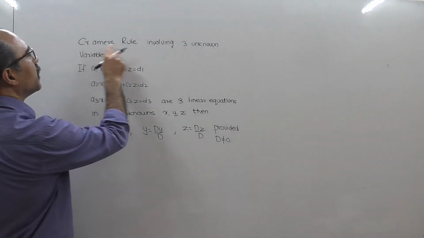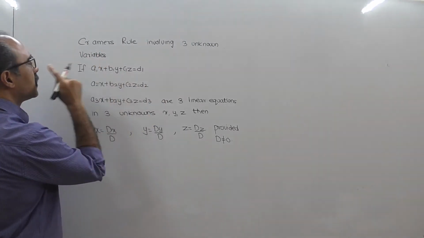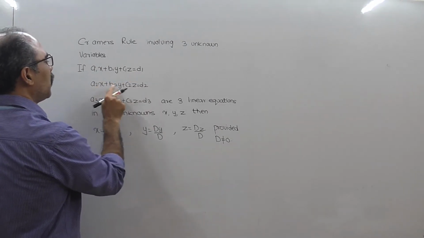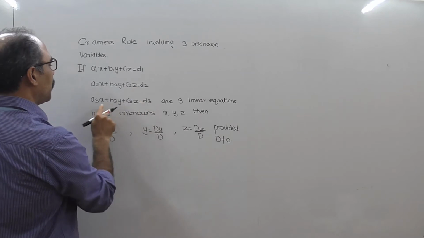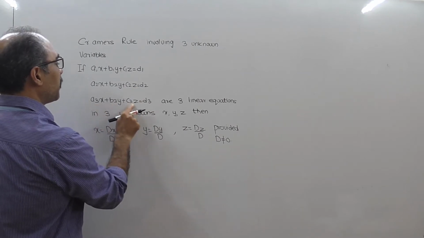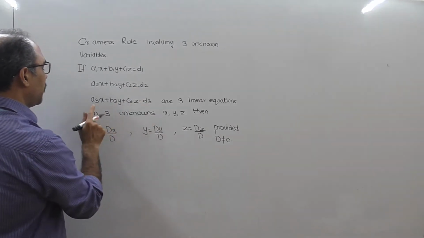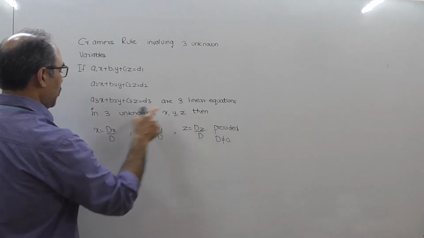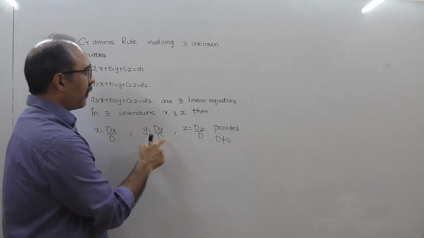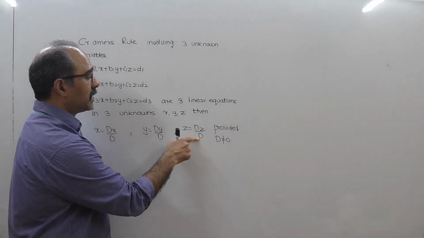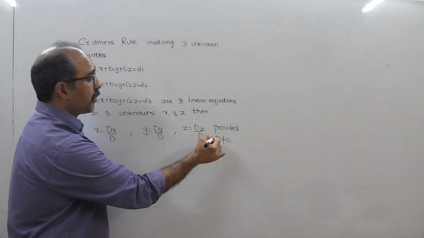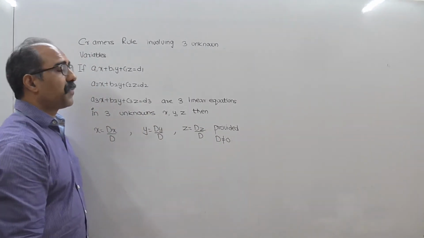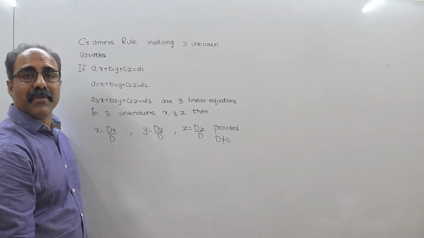Now we are doing Cramer's rule involving three unknown variables. If a1x plus b1y plus c1z equal to d1, a2x plus b2y plus c2z equal to d2, a3x plus b3y plus c3z equal to d3 in three unknowns x, y, z, then x equal to dx upon d, y equal to dy upon d, and z equal to dz upon d, provided d is not equal to 0. So this is basically used to find the values of three variables.